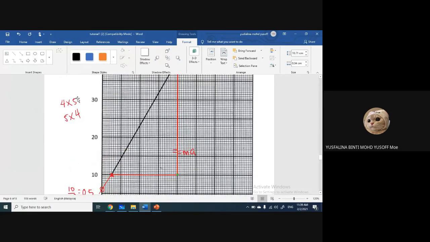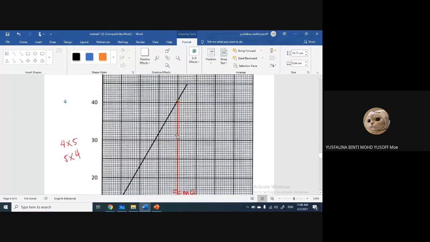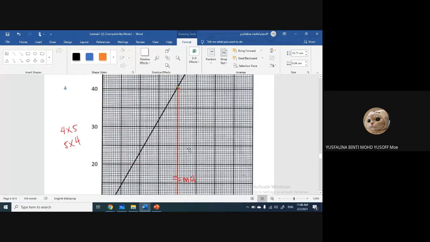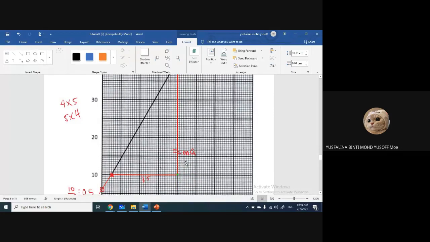I said 4 times 5 or 5 times 4, so you calculate the boxes here. This one is equal to 1, and this one is only half, so 1, 2, 3, half, so 3.5 here. This one is 1, 2, 3, 4, 5, 6, so 6. It's still not enough because I already said the minimum is 4 times 5 or 5 times 4.